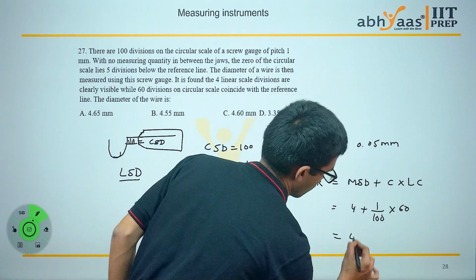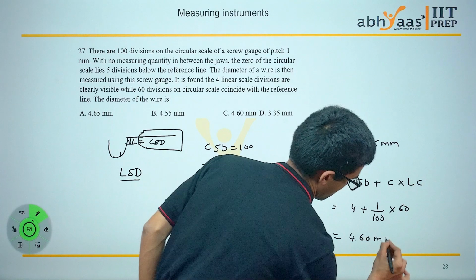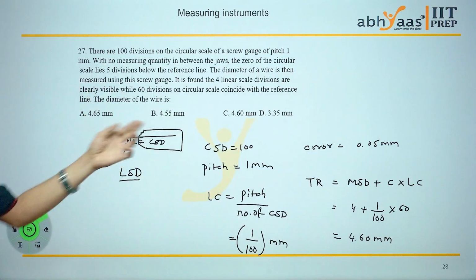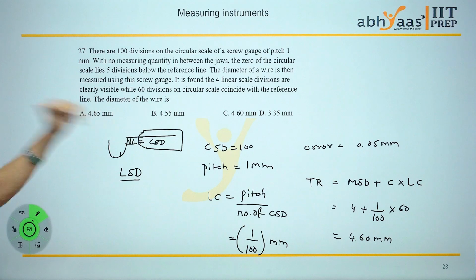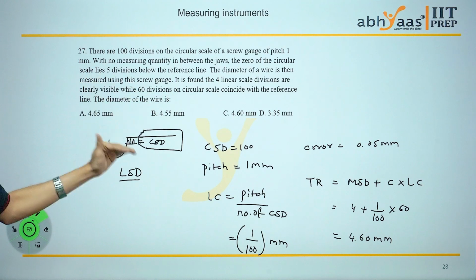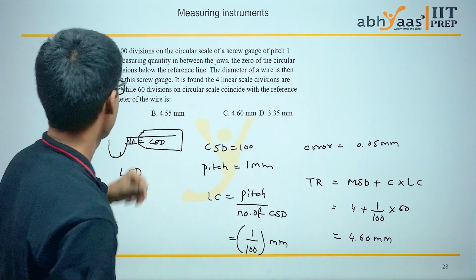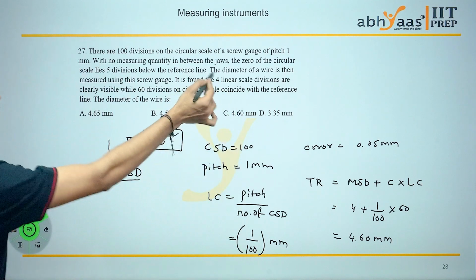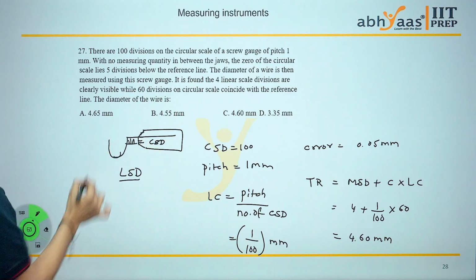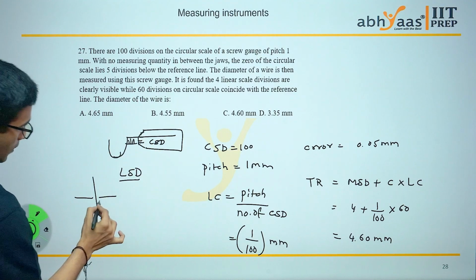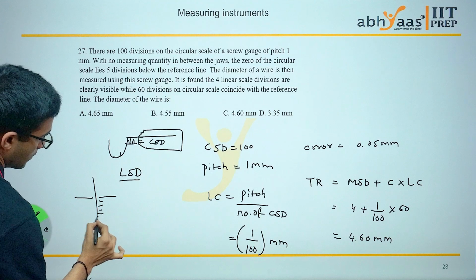So that is 4.60. But what we are doing here, it is lying below the reference line. It is clearly visible, 5 divisions below the reference line. So what we have to do? Here the jaws should coincide, there should not be any error. But what happened? 5 divisions are below.